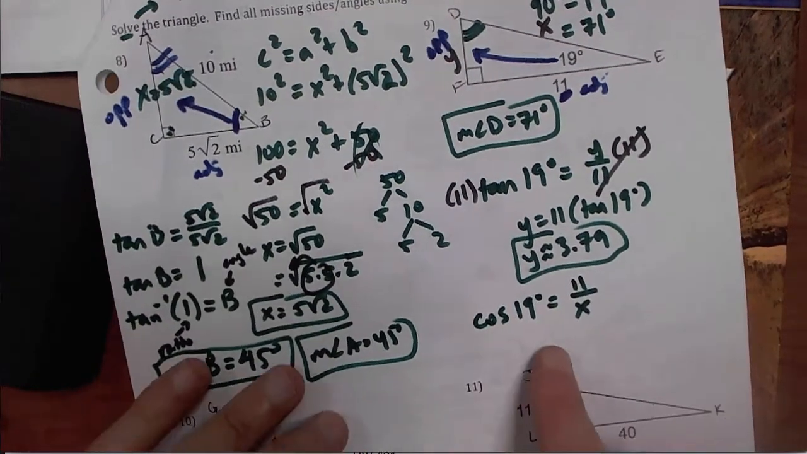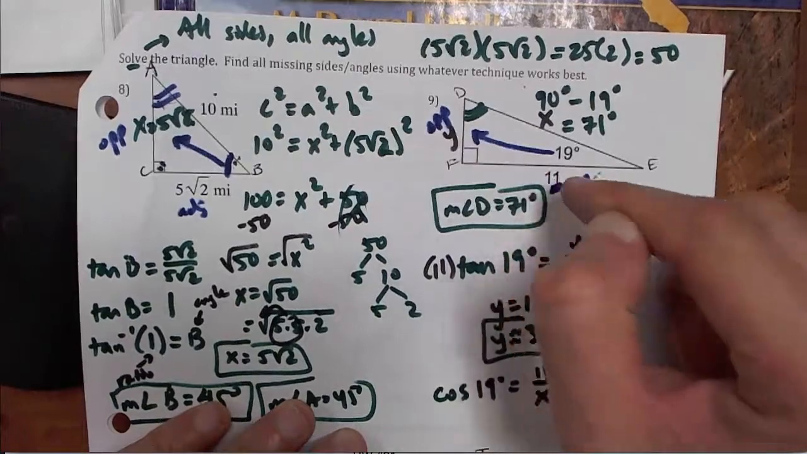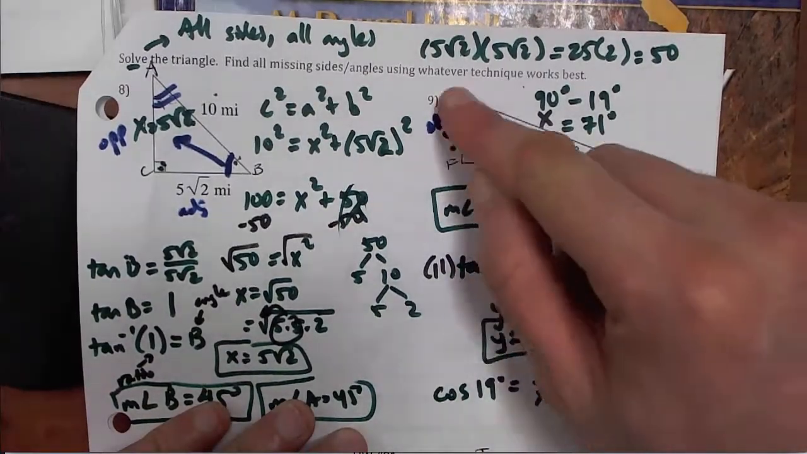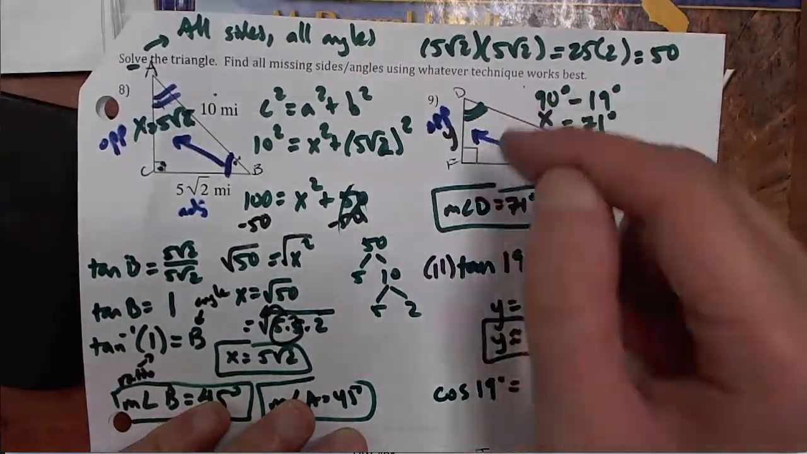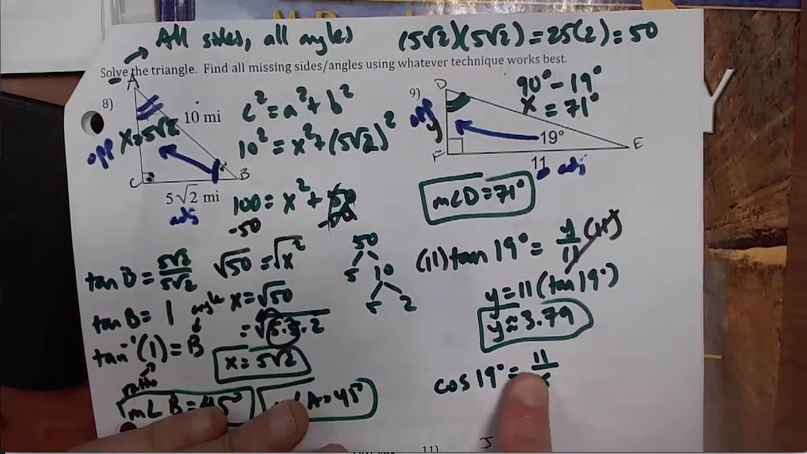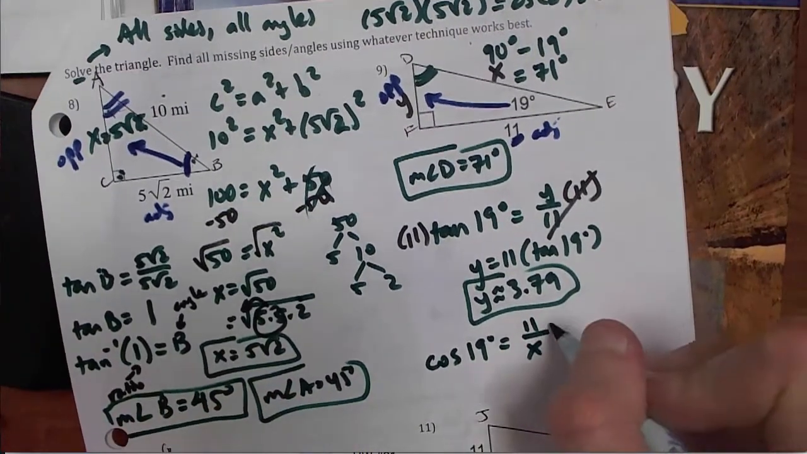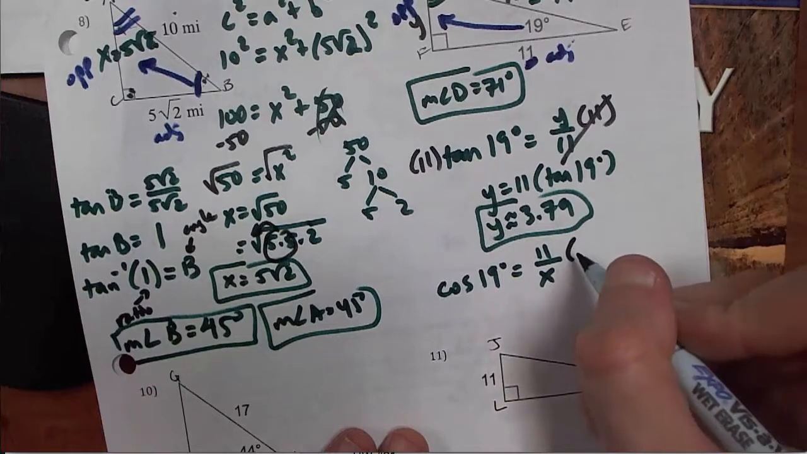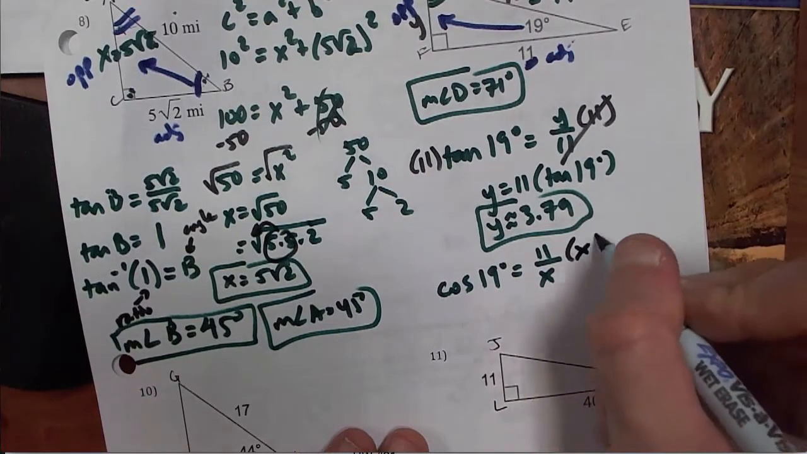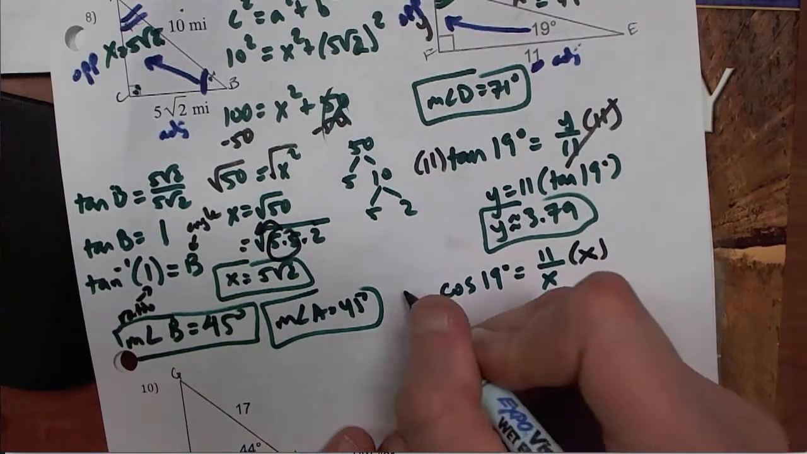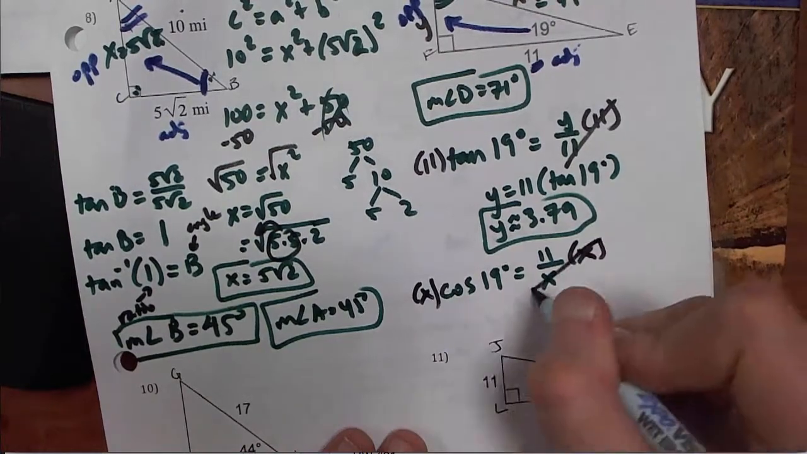And again, you could have used the Pythagorean theorem. You could have even used 3.79 for this, and you could have used, for example, the sine ratio. That's fine as well. But I'm going to pick this 11 because that's a little bit easier to work with. Remember, x is underneath, so I can't multiply by 11. That wouldn't do anything. That would just give you 121 up here, 11 times 11. I'm going to multiply both sides by x.